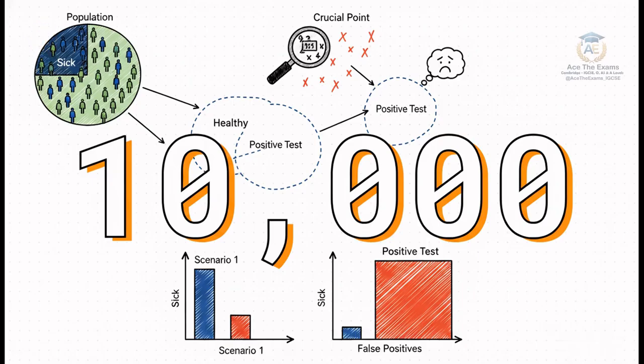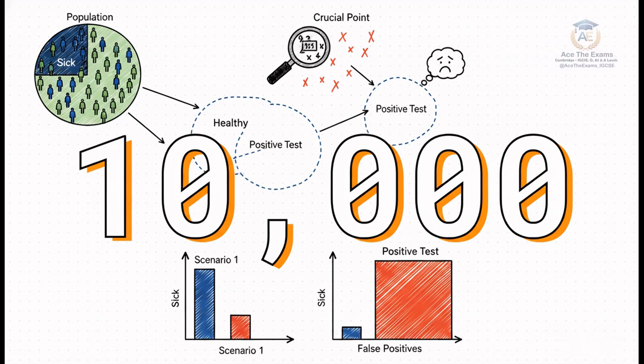Not terrible. But wait, look at Scenario 2, the 2% infection rate. Out of 10,000 people, only 200 are actually sick. The test accurately flags 190 of them. But that same 5% error rate on the 9,800 healthy people, that gives us 490 false positives. Let that sink in. You only have 190 true positives, but a whopping 490 false positives.